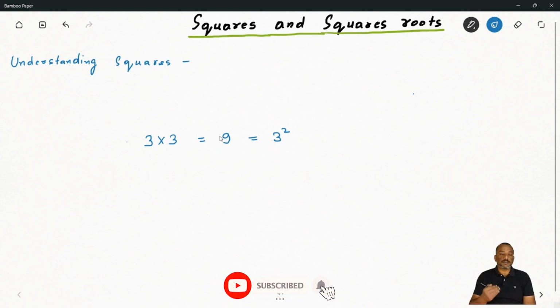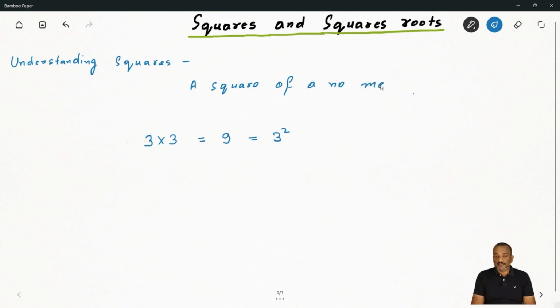9. So if you can understand, whenever a number gets multiplied by itself, we call it a square. So what can we say is its definition? A square of a number basically means multiplying the number by itself. So it is called a square.